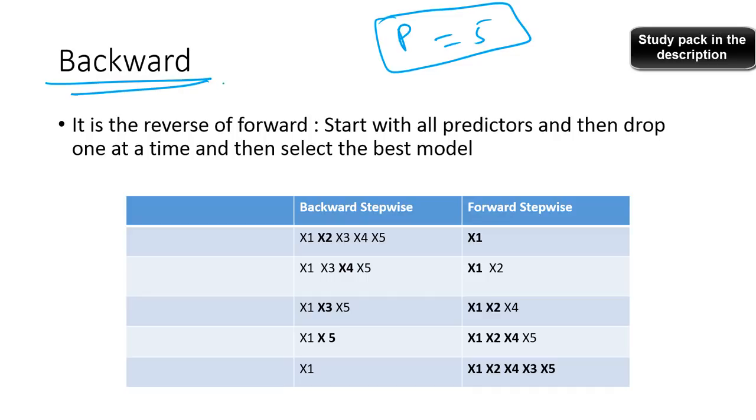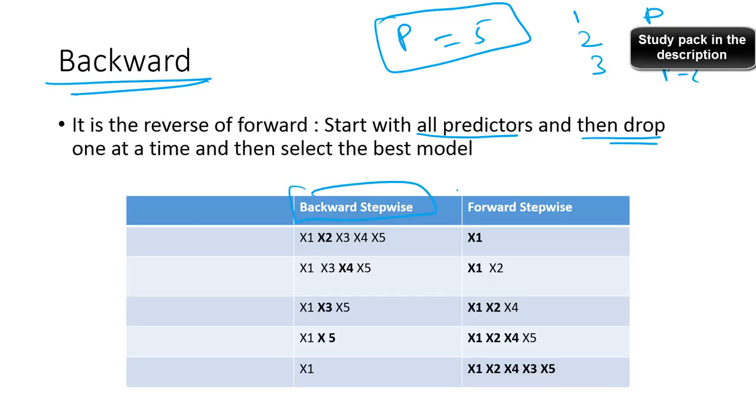Then backward stepwise regression. This is another variable selection method, which is the reverse of forward. You start with all predictors and then you drop one at a time. In forward, we start with one variable, then go to a 2 variable model, a 3 variable model, and so on. It's just the opposite. You start with p variables and then p minus 1, p minus 2, and so on. So here is a comparison.